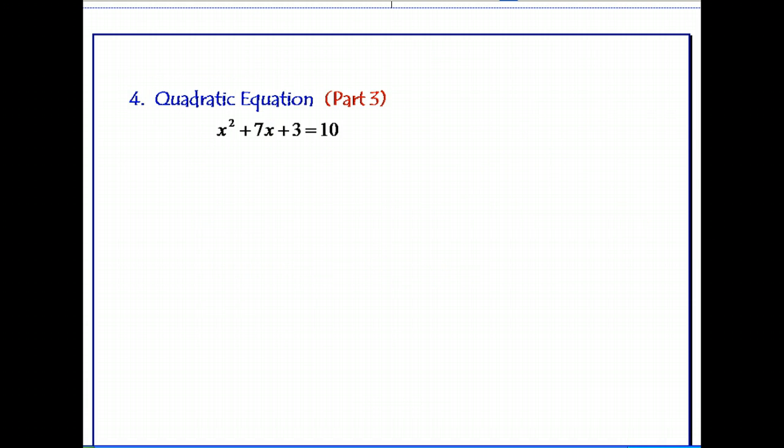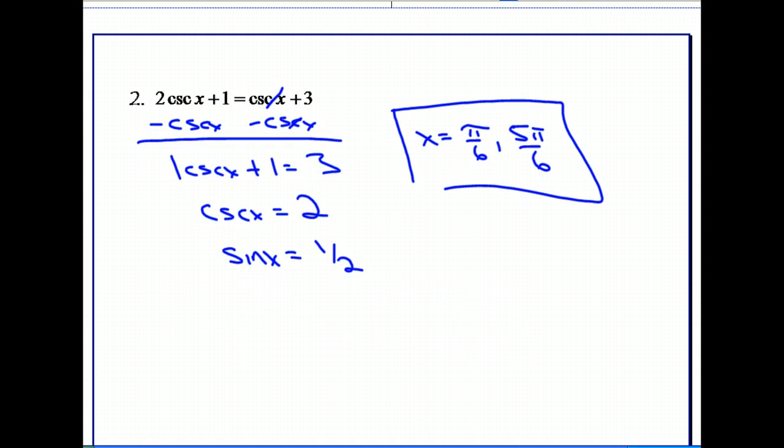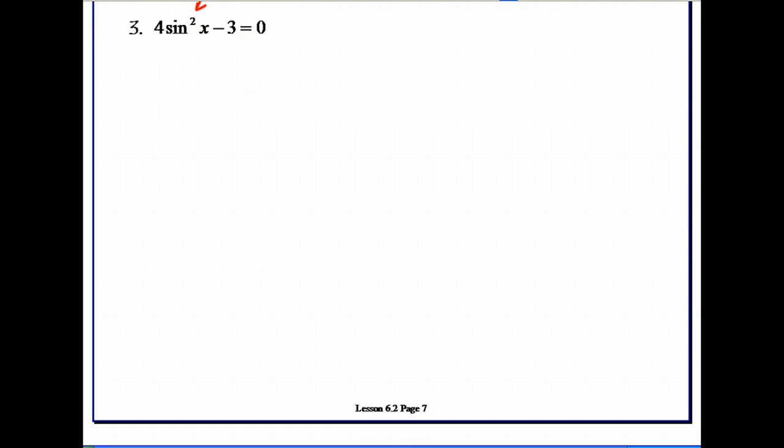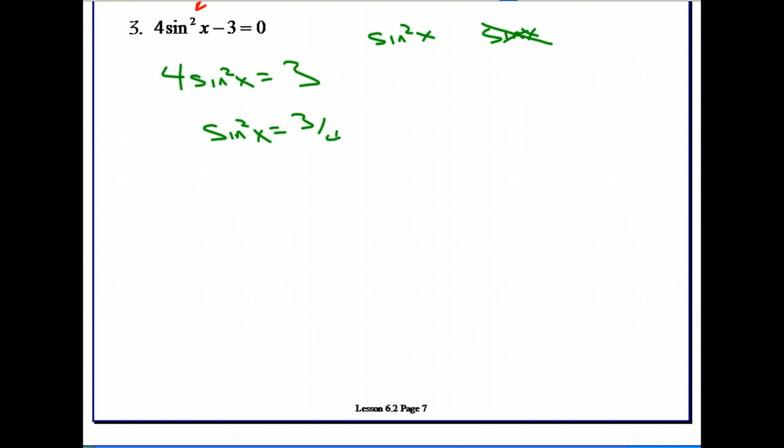Let's try that with a trig one. This is problem number 3 here. We did those two already. Here's number 3. So look at this. We have 4 sine squared of x minus 3 equals 0. So notice we have a sine squared, but we don't have a sine of x to the first power. That's not in there. So this is a quadratic, but it doesn't have that linear term. So our strategy is going to be get the sine squared by itself. So 4 sine squared of x, I'll add on the 3. I'll put that over here. I'll divide by 4. So sine squared of x equals 3/4.